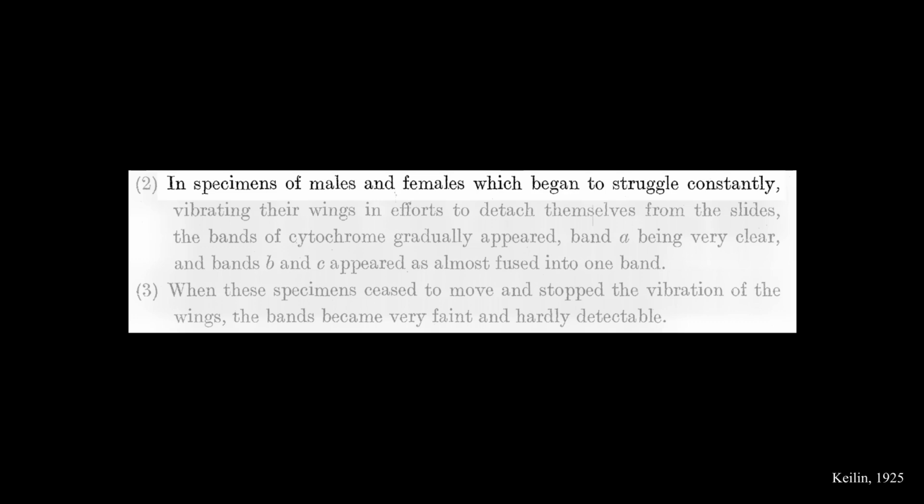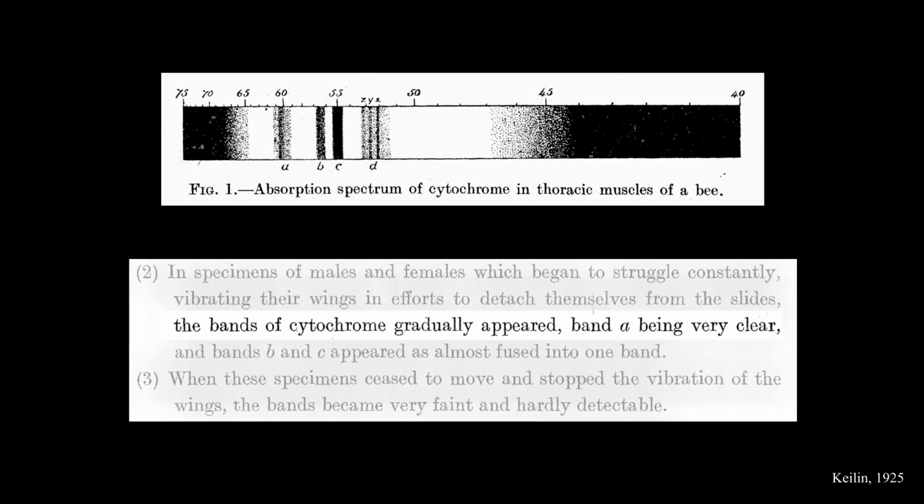In specimens of males and females which began to struggle constantly, vibrating their wings in efforts to detach themselves from the slides, the bands of cytochrome gradually appeared, band A being very clear, and bands B and C appeared as almost fused in one band. When these specimens ceased to move and stopped the vibration of the wings, the bands became very faint and hardly detectable.